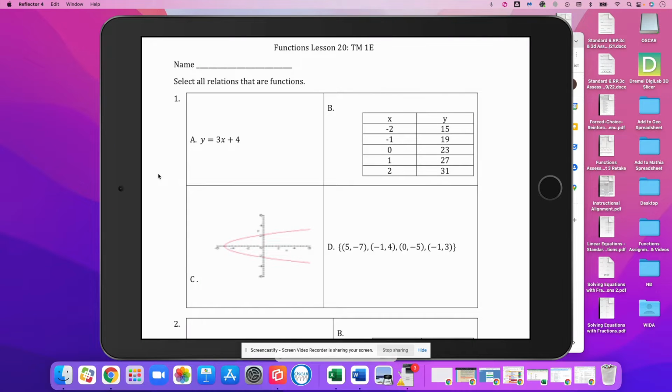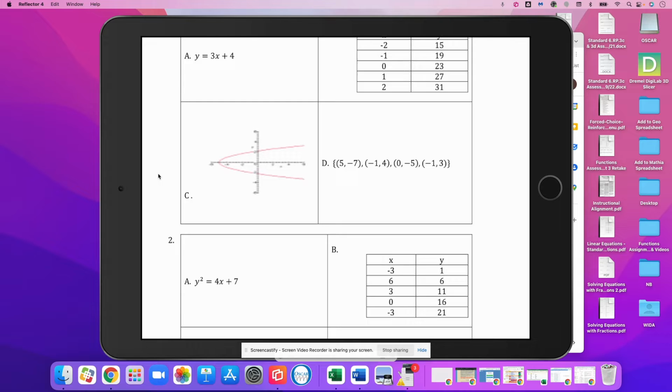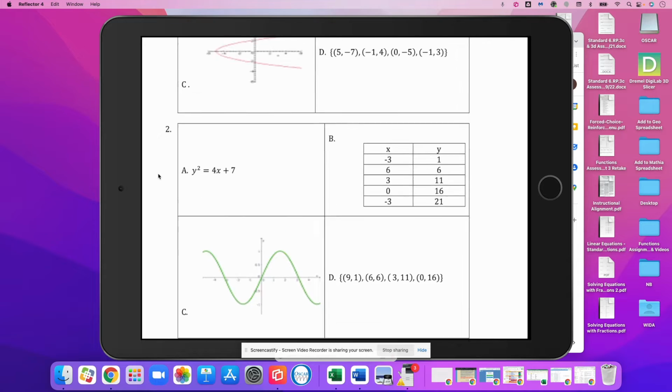Okay, so we're changing what we're doing from things that satisfy a function to determining whether or not something is a function. And so what we're going to do to start with this is we're going to look at all of the graphs first. So this video is just going to do the graph on each problem.